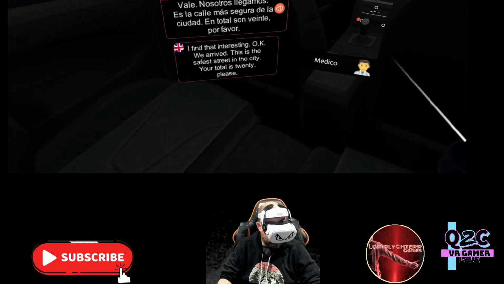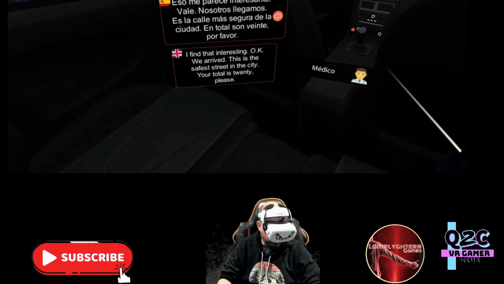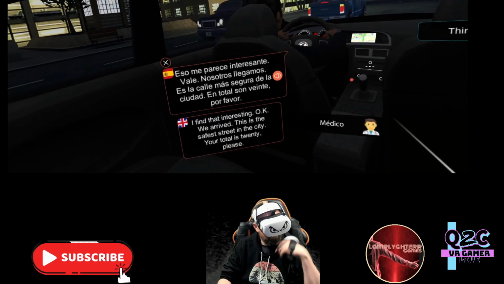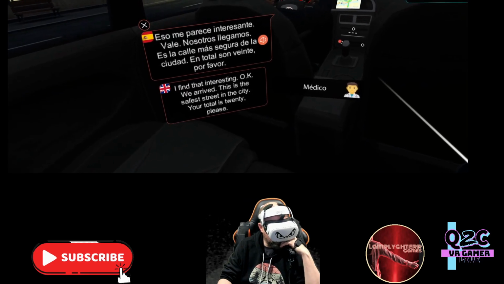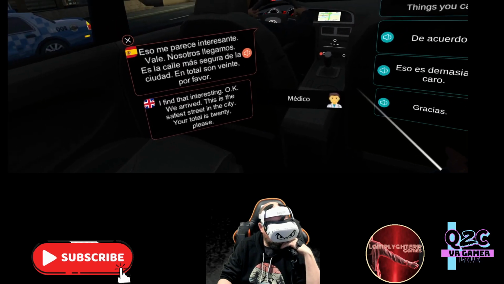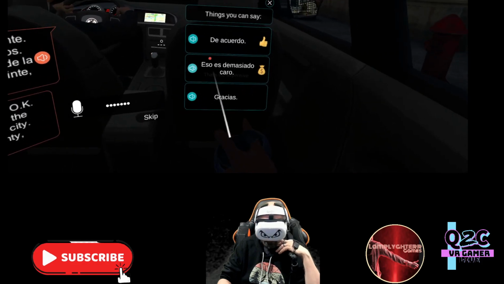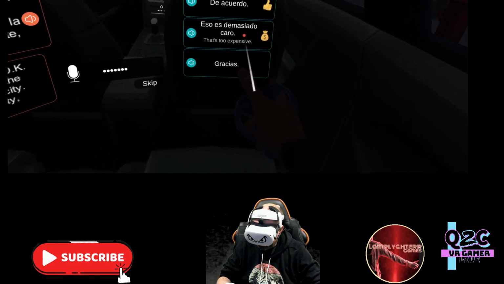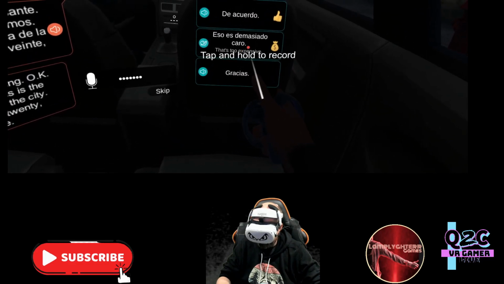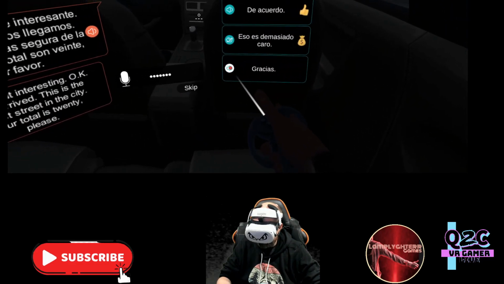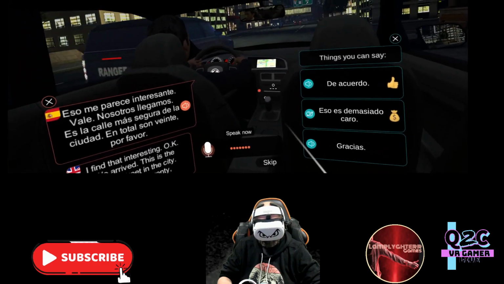Eso me parece interesante. Vale. Nosotros llegamos. Es la calle más segura de la ciudad. En total son 20, por favor. Eso es demasiado caro. Gracias.